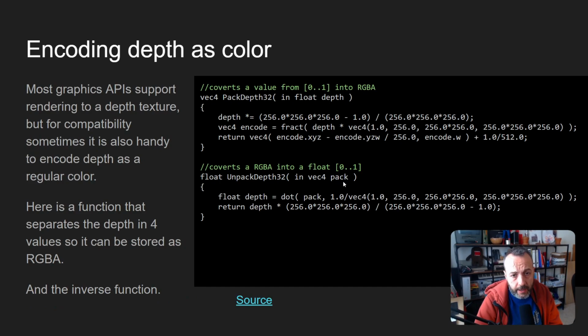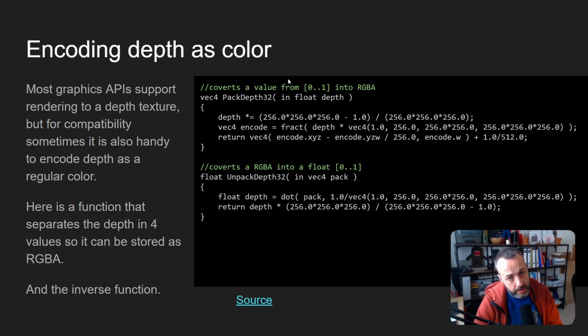So here's some code, by the way. If you want to pack the distance into an RGBA color, assuming that the distance goes from 0 to 1, this is the code, okay? It multiplies many times by 256 and does some hacks here, and at the end you get this vec4 that contains the distance encoded, okay?